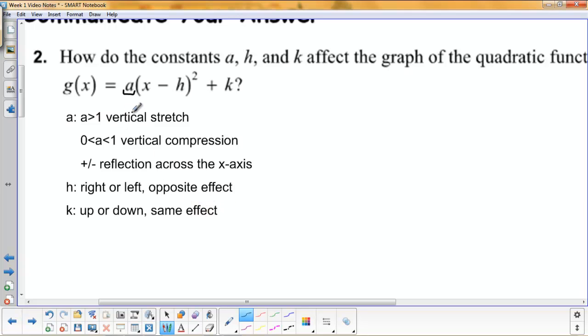The value that is missing from our prior explorations is B. Remember, B is your horizontal stretch and compression, and if it's positive to negative, it represents a reflection across the y-axis.